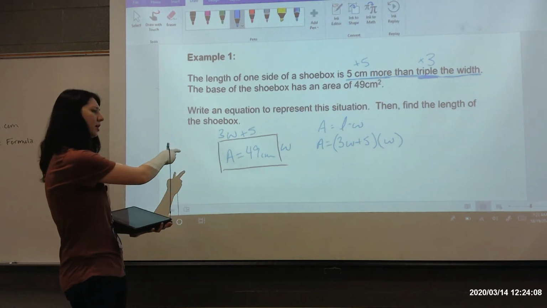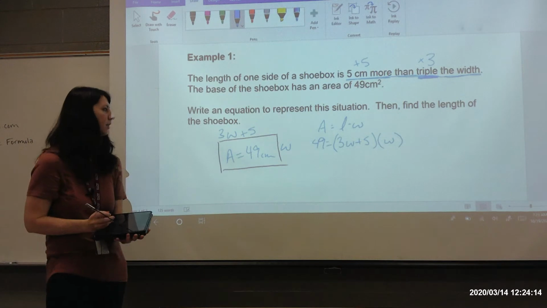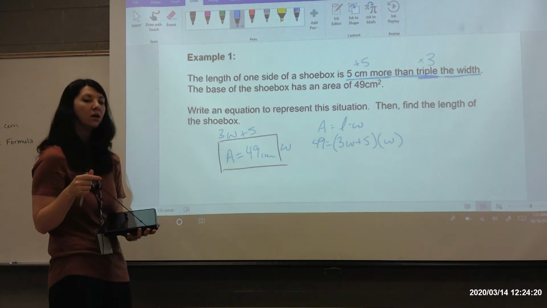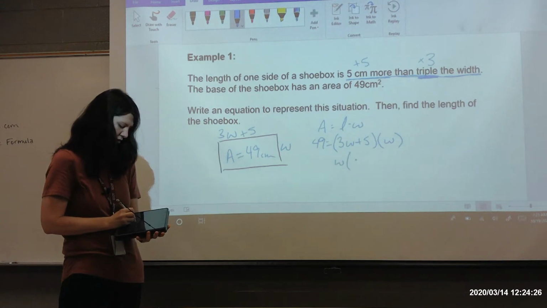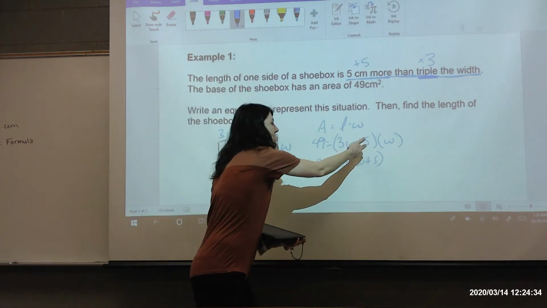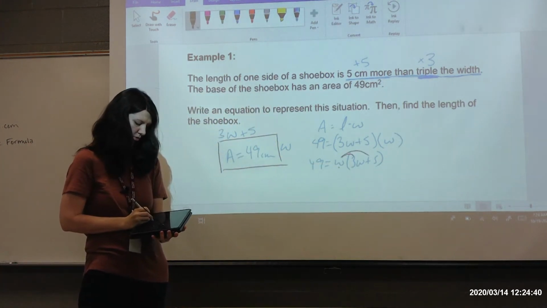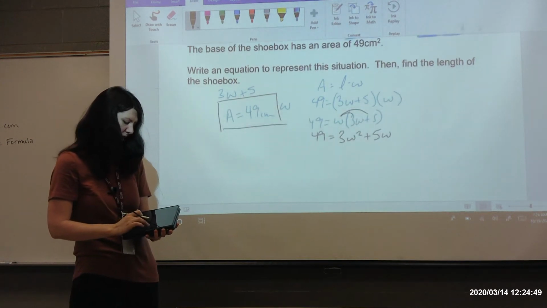Okay, now I know what the area is, so let's plug in that 49 for my A. All right, this is looking like an equation, but it doesn't look like a quadratic right now, does it? Okay, we can actually turn it into a quadratic by multiplying it out. So I'm going to actually change the way this is written. I'm just changing the order because we're more used to multiplying this way. Right? So I just switched these so that we can distribute that W. So W times 3W is 3W squared. W times 5 is 5W. And it's equal to 49. Okay, now we have a quadratic we can solve.